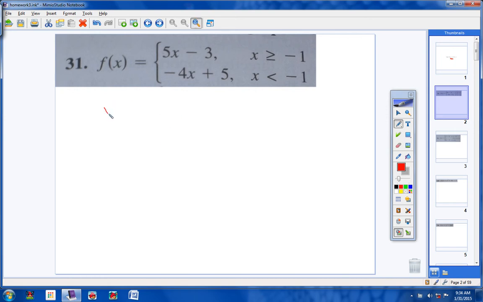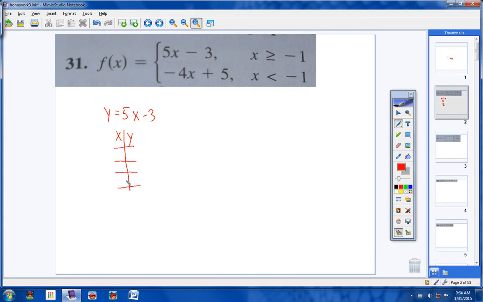This function right here, y equals 5x minus 3, we're going to use values greater than or equal to negative 1. Now students, this is a linear function. You should recognize this right away as a linear function. You really should, okay, by now. You should look at that and realize it's a linear function.